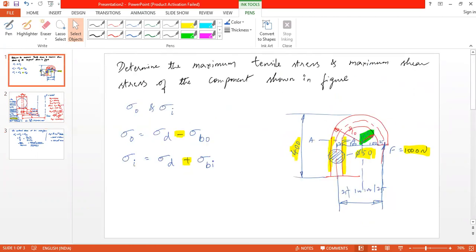Sir, if radius is 25, na, sir. No, man. See, can you see the screen, right? What is this? 50. Okay, man. Yes, sir.